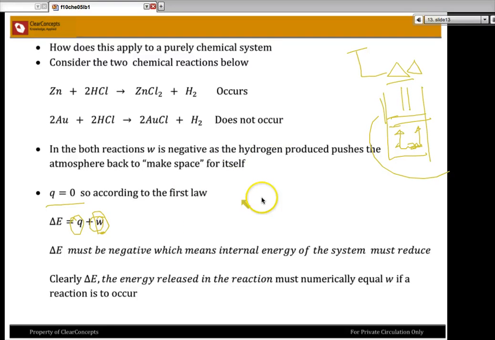Now it turns out that in this reaction, the delta E change is enough for the system to do this work of pushing the atmosphere out. But in case 2, the lowering of delta E is not enough to do this work of pushing the atmosphere out to create space for hydrogen. Therefore, the first reaction occurs, the second reaction doesn't. Is this clear or not clear?